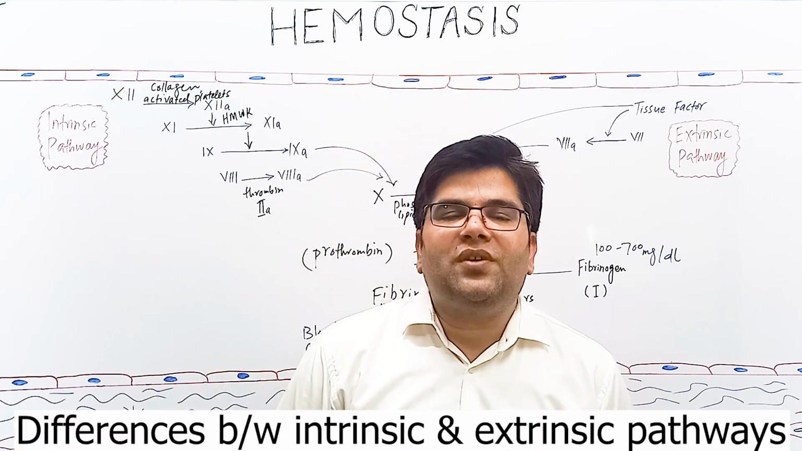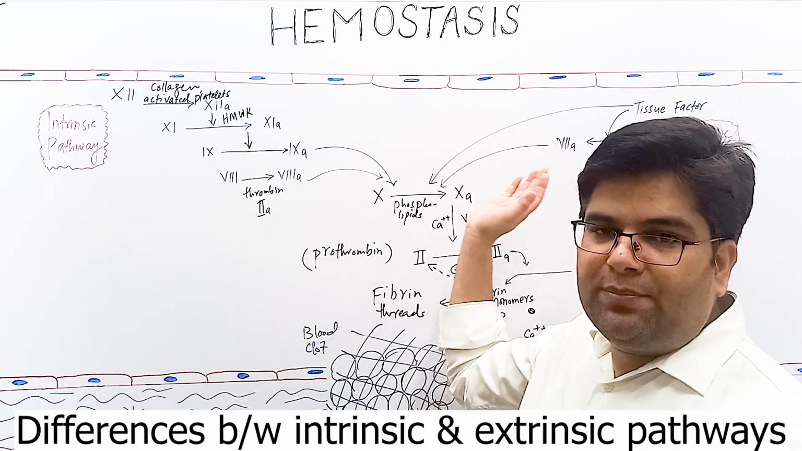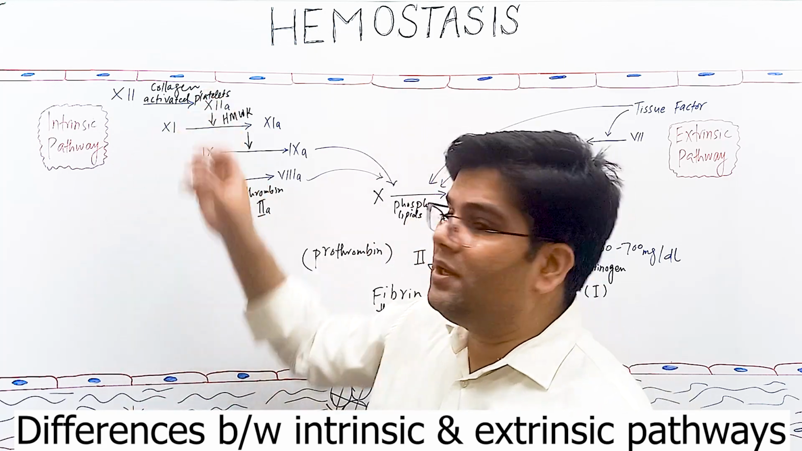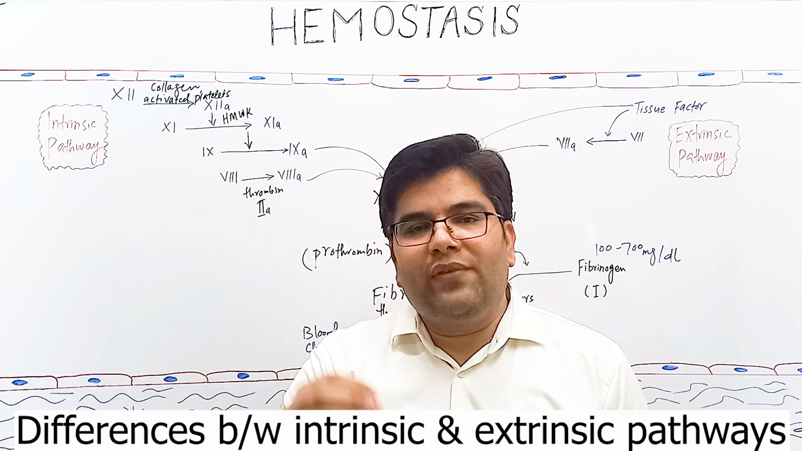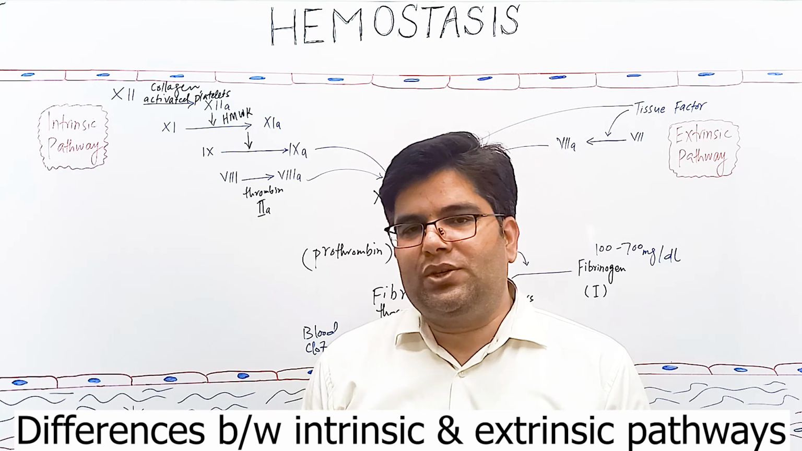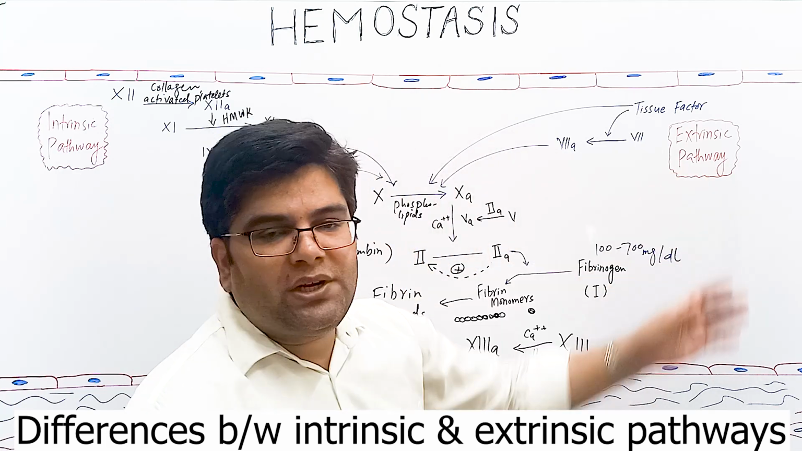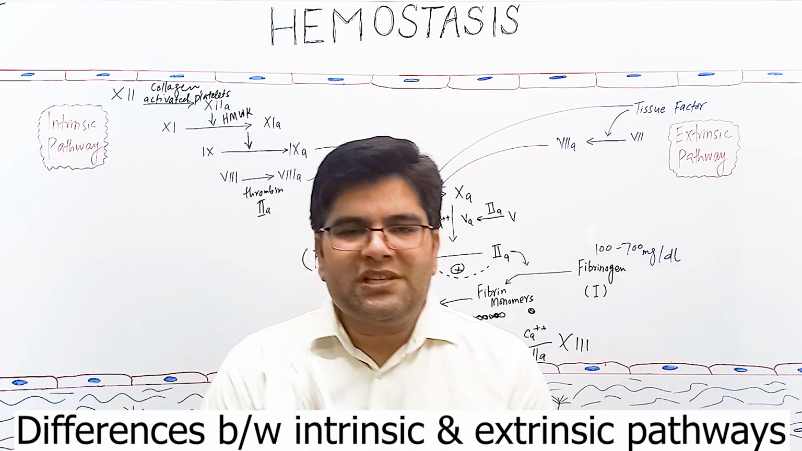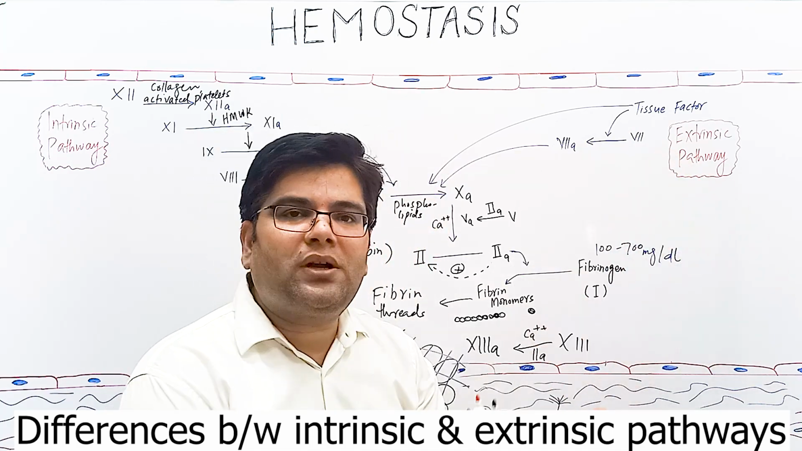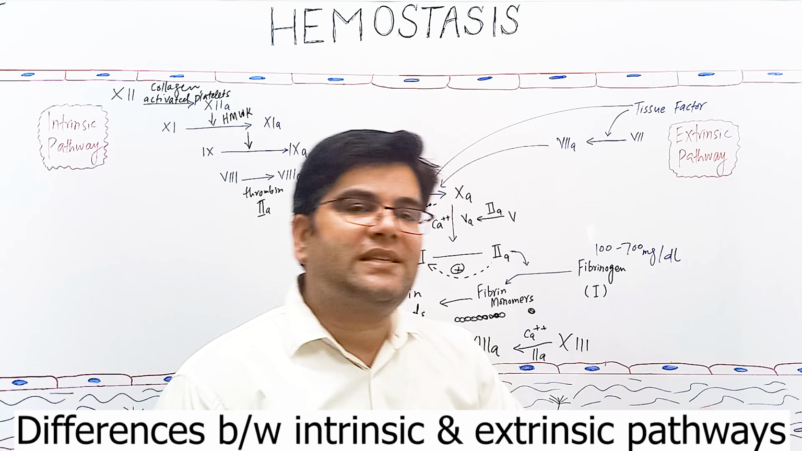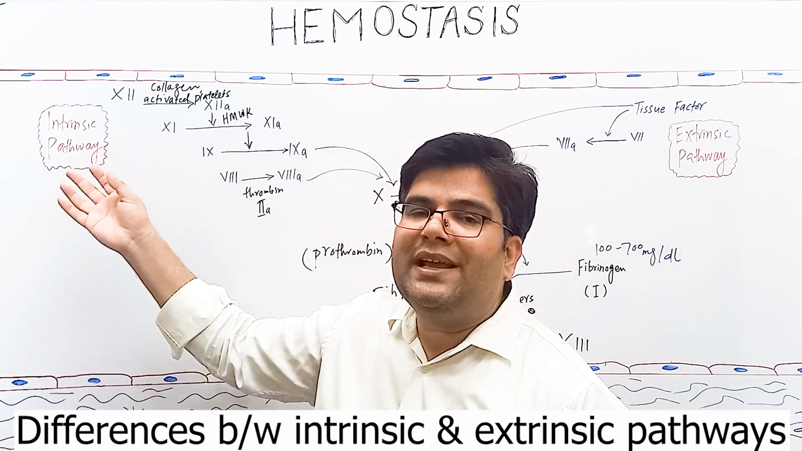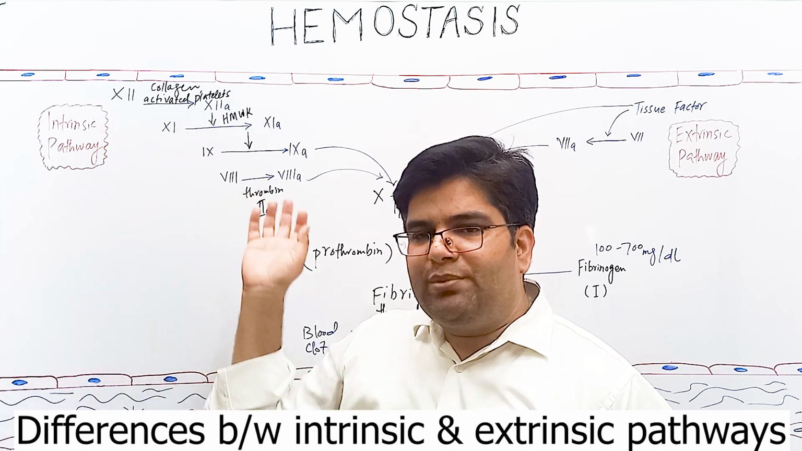Now let's discuss some differences between the intrinsic and extrinsic pathway. The intrinsic pathway is activated when blood comes in contact with collagen or when there is blood trauma, or when blood is put in a glass tube or test tube. The extrinsic pathway is stimulated when there is tissue trauma and release of tissue factor. The extrinsic pathway is a fast system. It's a shortcut which can take as little as 15 seconds to be completed. But the intrinsic pathway is a slow process which can take up to 6 minutes to be completed.